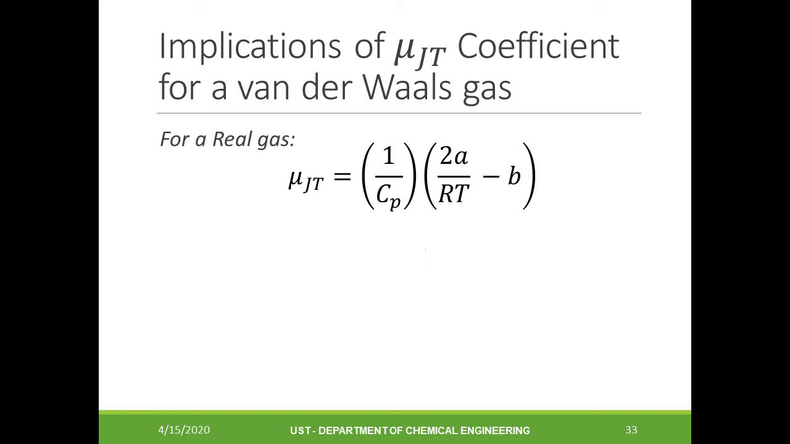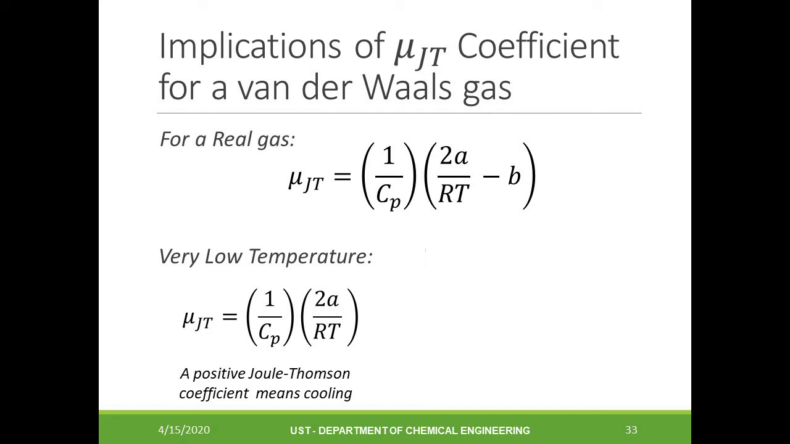Okay, so let's see what happens to the Joule-Thomson coefficient when the temperature gets very low. That is, what is the limit when temperature goes to 0? Well, as temperature goes to 0, all terms with T in the denominator get very large. So the term involving 2A over RT gets much larger than B, and the B term can be neglected at very low temperatures. Clearly, the equation will give a positive value for the Joule-Thomson coefficient, and this actually agrees with the experiment.